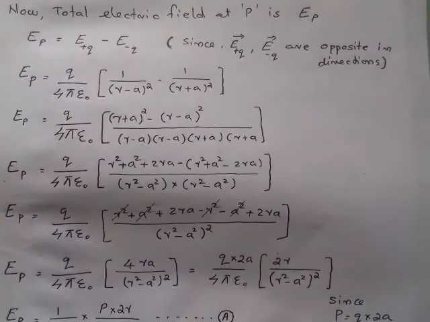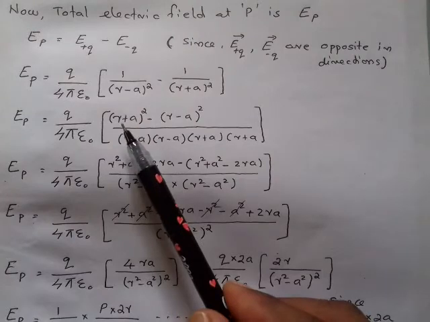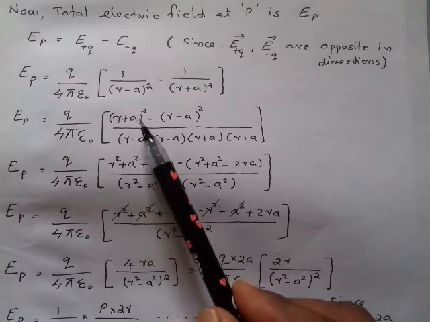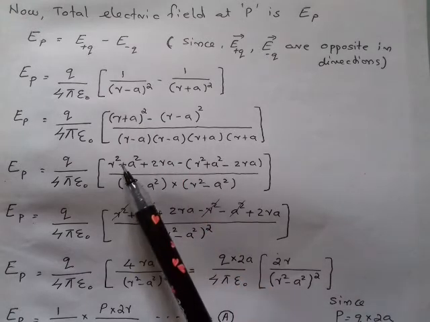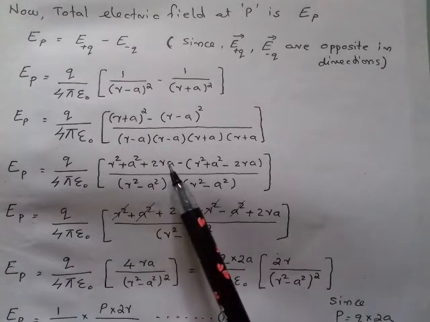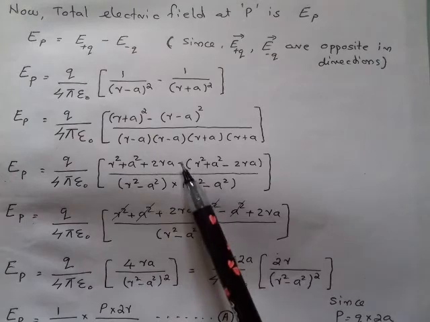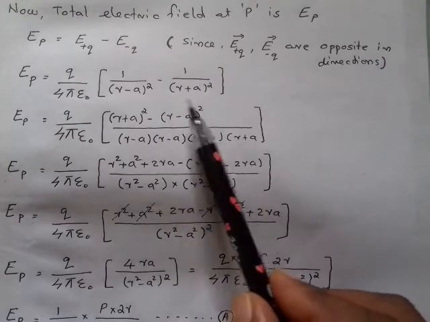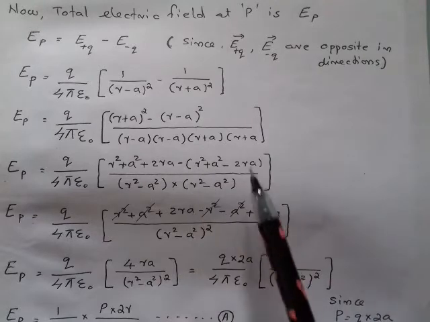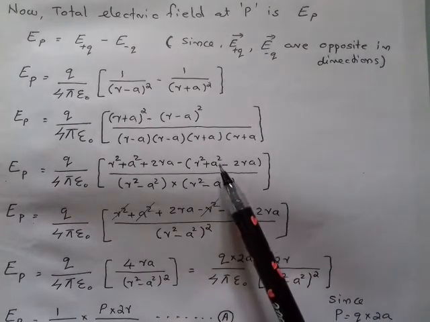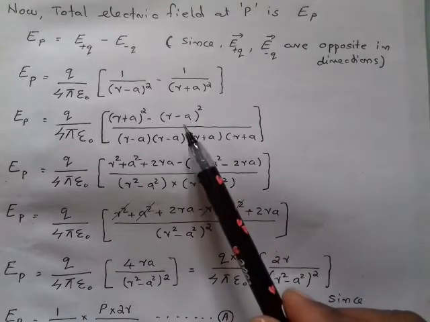In the next step, we will open the bracket. (r plus a) whole square is in the (a plus b) whole square format. So it is r square plus a square plus 2ra, minus, this minus is here, and the other thing we will be expanding in three terms, putting in a bracket: r square plus a square minus 2ra.